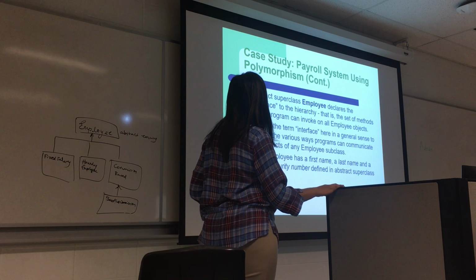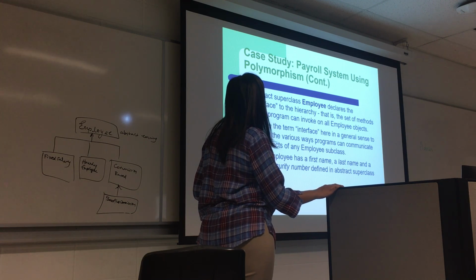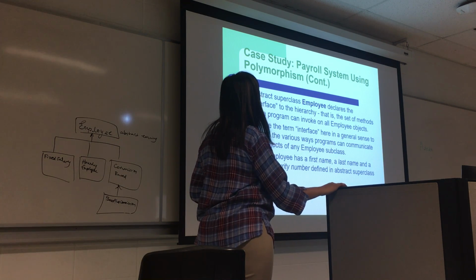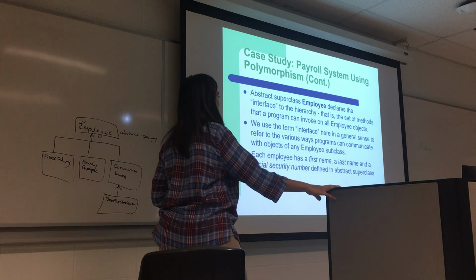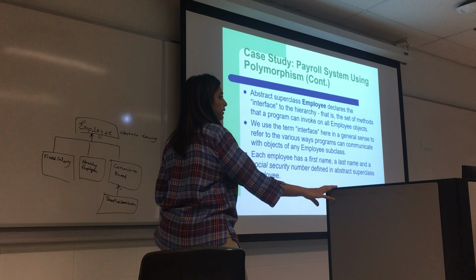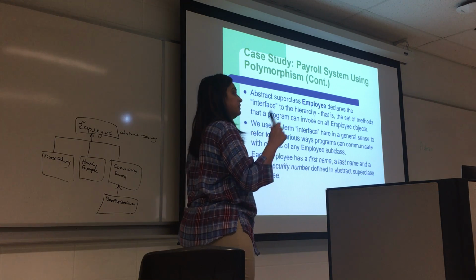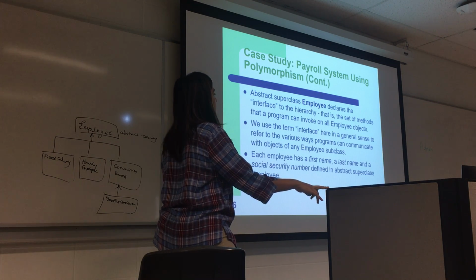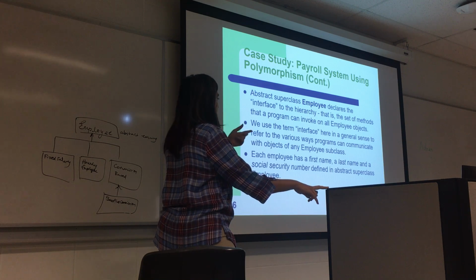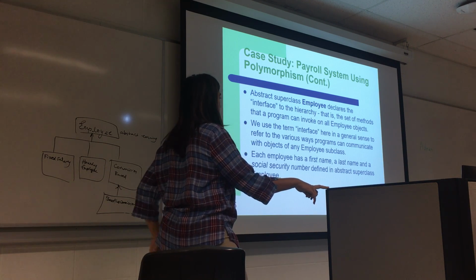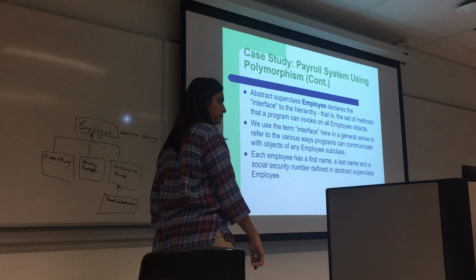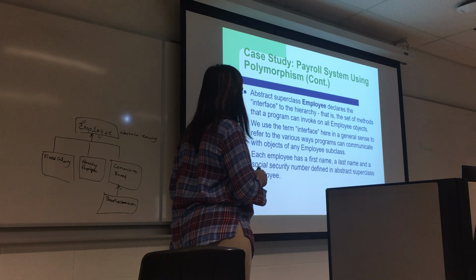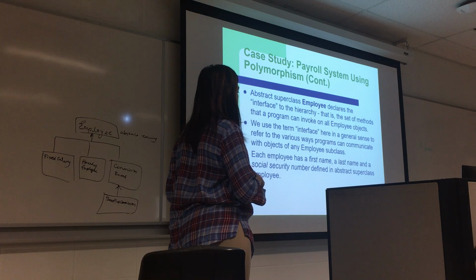Now the abstract superclass employee declares the interface to the hierarchy. That is, the set of methods that a program can invoke on all employee objects. Now, this interface is different from the interface that we are learning, so don't confuse this with the interface. Here it is referring to various ways programs can communicate with objects of employee subclasses, right? So each employee has a first name, last name, and social security number defined in the abstract superclass employee.